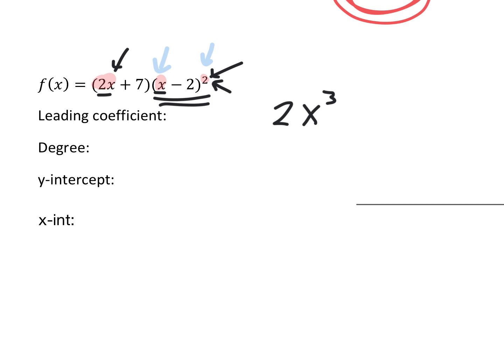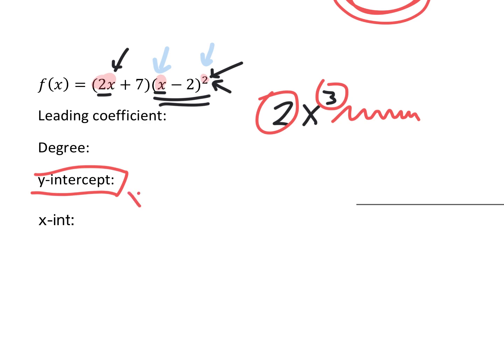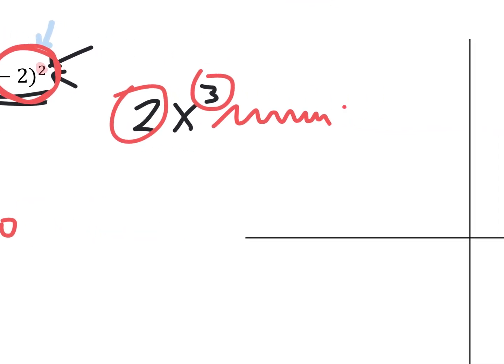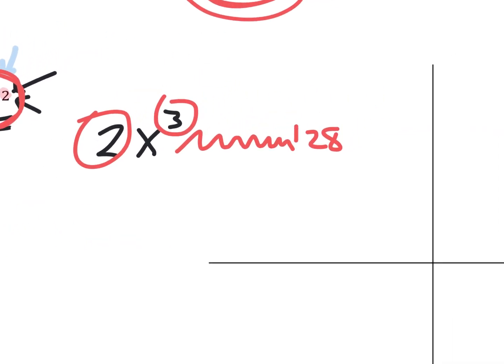So the lead coefficient is the 2. The degree is the 3. Then there's a bunch of terms that we don't care about. And then there's the y-intercept, which is where x equals 0. So you stick a 0 here and here. And then you're going to get 2 times 0 is 0, plus 7 is 7. 7 times, but wait, the negative 2 is getting squared. Negative 2 squared is 4. 4 times 7 is 28. There's a 28 at the end. So that means it touches up here at 28.